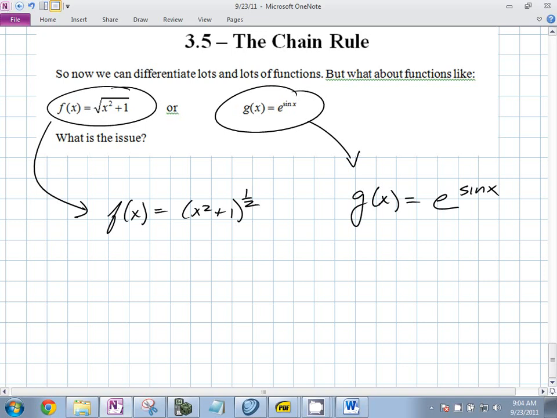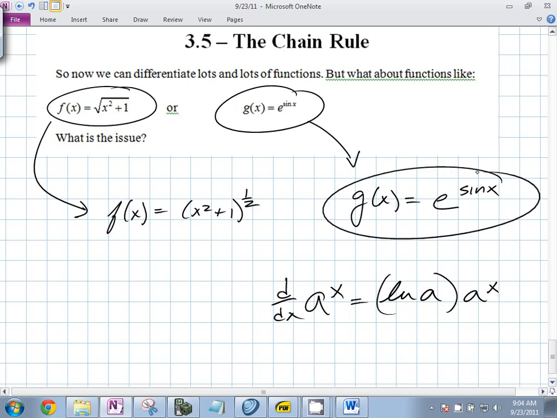It seems like we're close, and you want to be able to do this, but do our rules apply? No. We know what the derivative of a to the x is. What is the derivative of a to the x? ln a times a to the x. We know that. Is this a to the x? No, it is not. Okay, so here is the new rule that we get to deal with and have fun with.